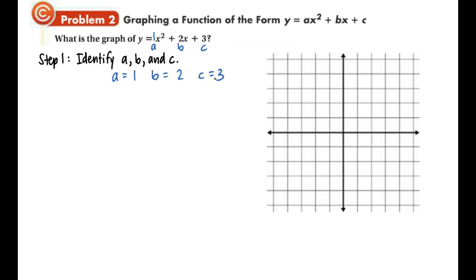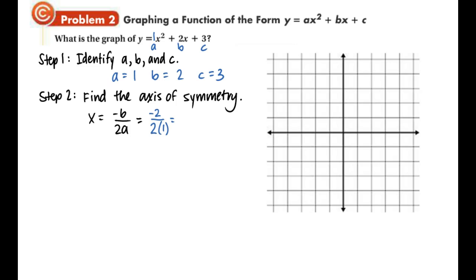Now we want to use these values to come up with the equation of the axis of symmetry and draw that on the graph. So using the equation that we just talked about, x equals -b over 2a, I substituted in 2 for b and 1 for a, and I'm going to get the equation x equals -1. So the axis of symmetry is at x equals -1. Now we can go to the -1 on the x-axis and draw a dashed vertical line through that point.